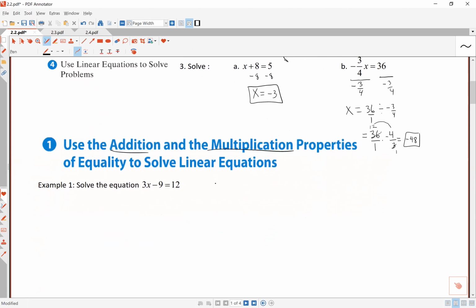You always apply the addition property first. So if you have a minus 9, you want to add 9 to both sides. 12 plus 9 is 21. It's the second step where you use the multiplication property. So you divide both sides by 3. So that's what we mean by using both properties together.